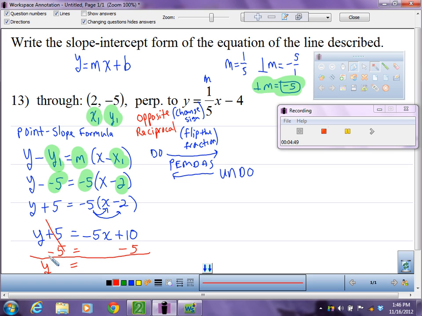Here it becomes 0, bring down the y, we're going to bring down our 5x, and +10 minus 5 would give me +5. Remember when you're adding and subtracting, you got to make sure that if they're opposite signs, you subtract. And I've got more positives than negatives, so I ended up with this here.